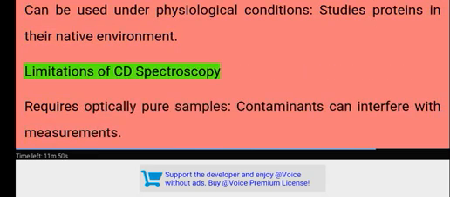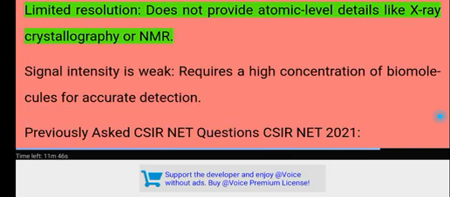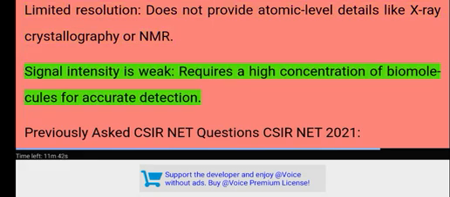Limitations of CD spectroscopy. Requires optically pure samples, contaminants can interfere with measurements. Limited resolution, does not provide atomic level details like X-ray crystallography or NMR. Signal intensity is weak, requires a high concentration of biomolecules for accurate detection.